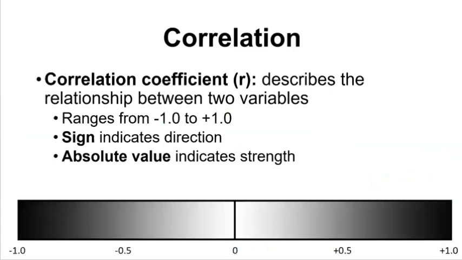Correlations are represented using the correlation coefficient, or the lowercase r, and describes the nature of the relationship between two variables. r ranges from -1 to +1, with the sign indicating the direction of the relationship, either positive or negative, and the absolute value indicating the strength of the relationship, or how closely those data points line up to that midline.